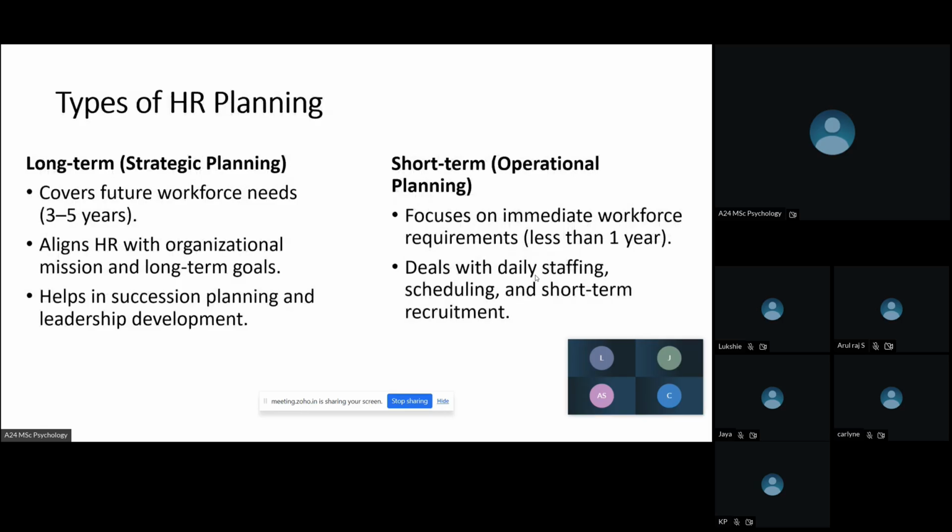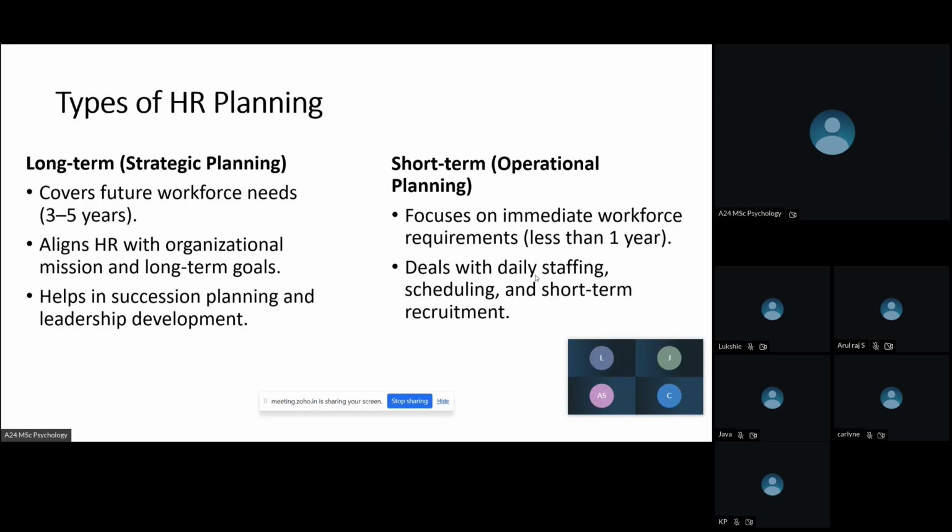Now, there are two types of HR planning. One is long term and another one is short term. Long term is called strategic planning. As I was saying, strategic planning is future focused. So what needs to be done in the next 3 to 5 years in the company?